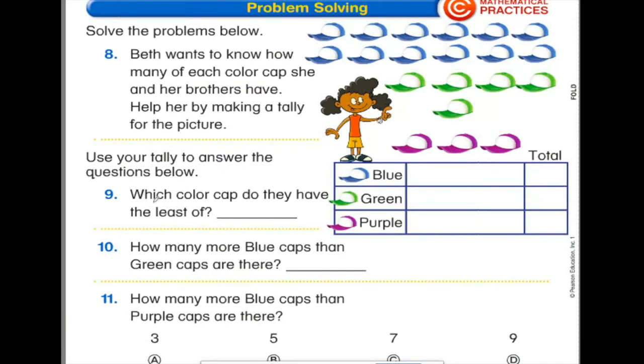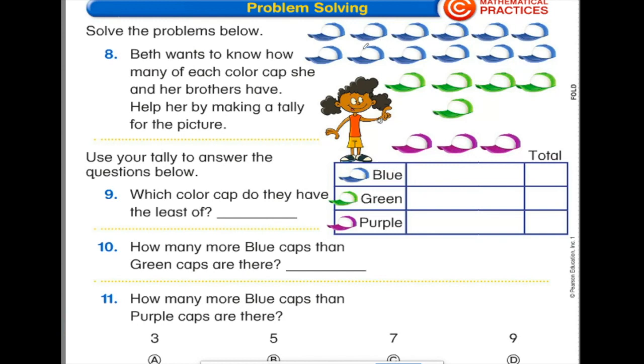Working through a couple more problems, let's take a look at these word problems that we have. Number 8, it says Beth wants to know how many of each color cap she and her brother have. Help her by making a tally for the picture. So here's our tally chart over here. We're going to make some tally marks to collect all of our information. So let's start with the blue, since that's our first category here.